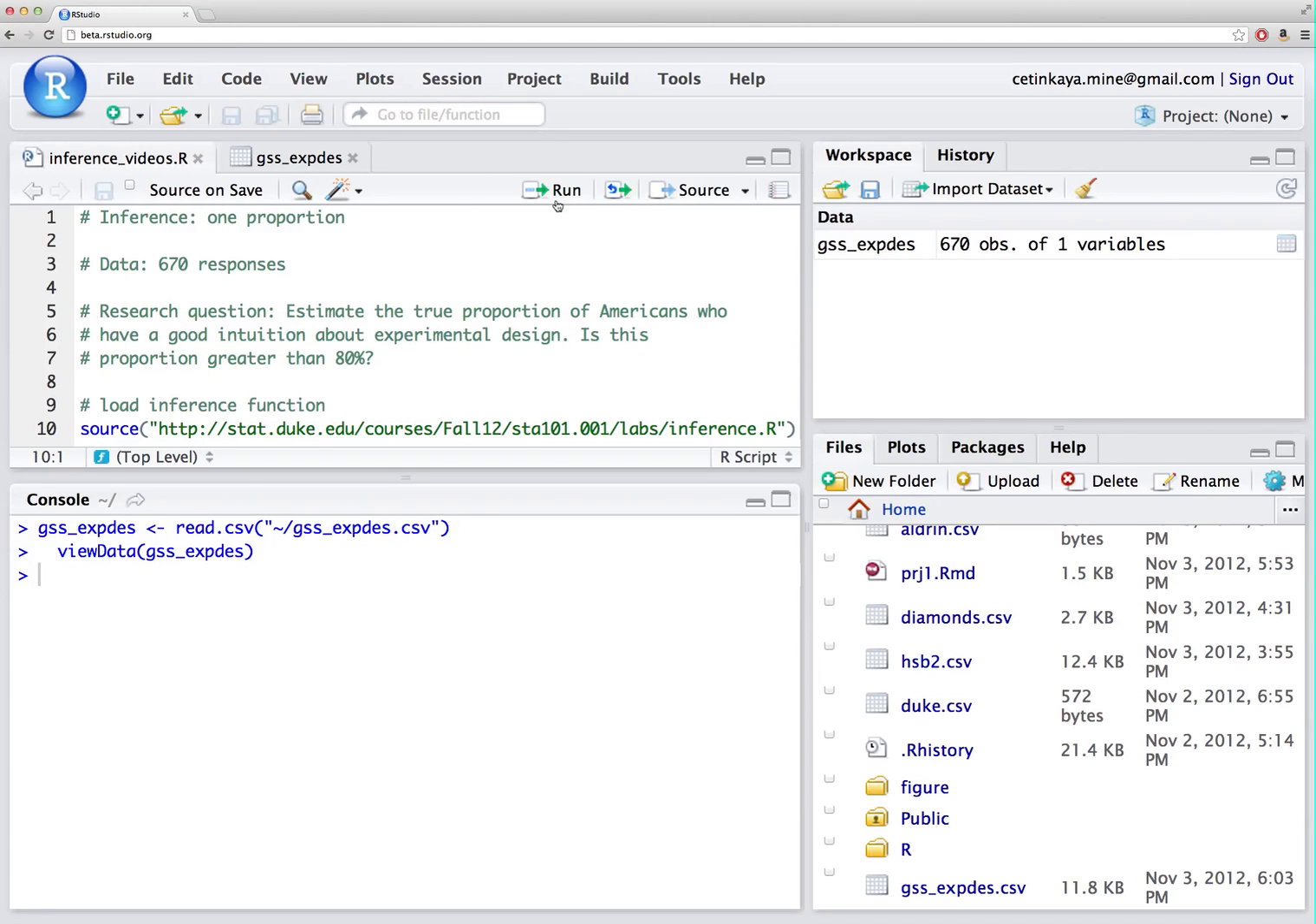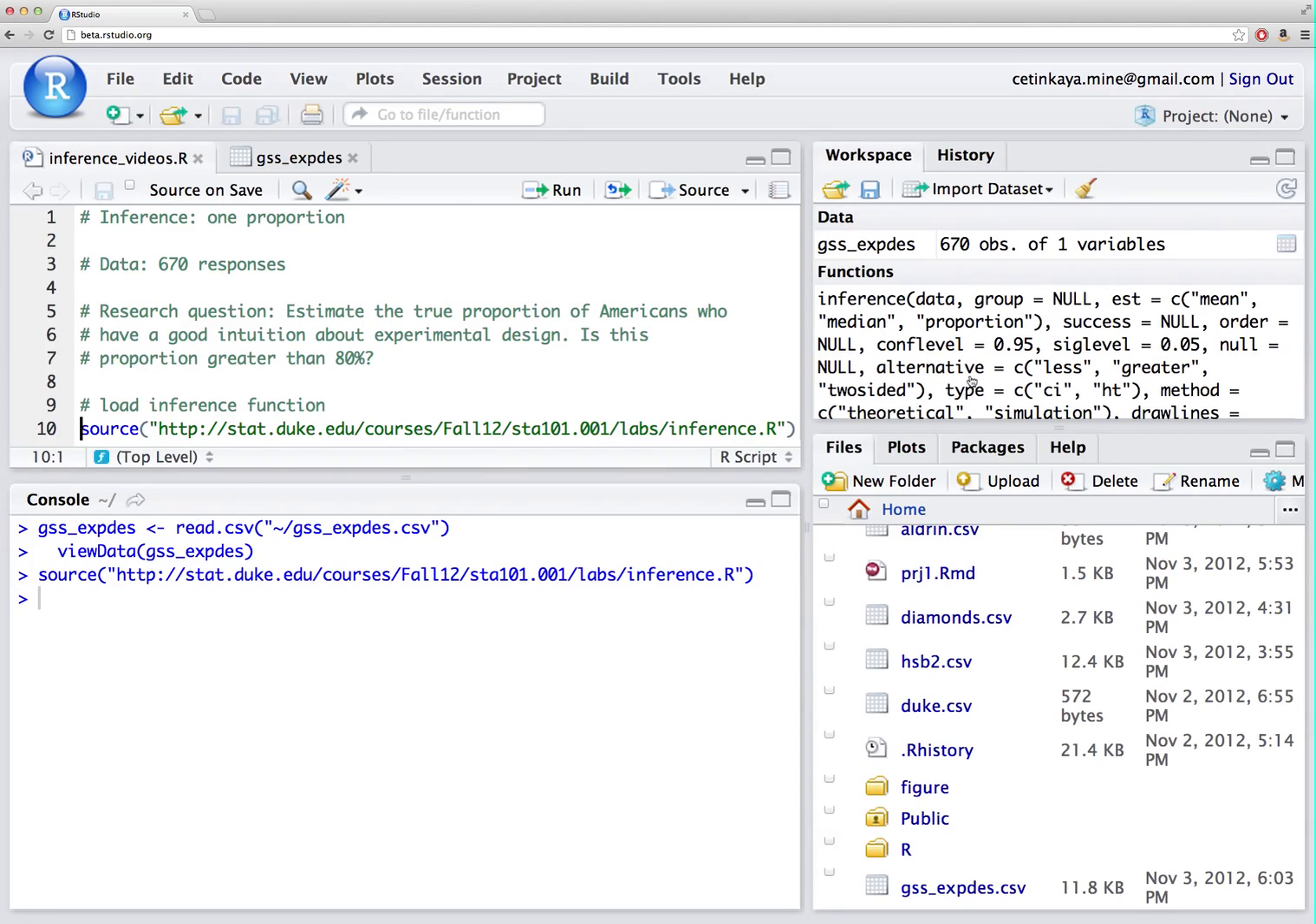Well, we're going to use our inference function, so let's make sure that that's loaded in our workspace and it appears over here. I type the name of my function, I give it my input. My data come from the file called GSS-EXPDES, that's GSS experimental design, you can call it whatever you like, and the name of the variable, separated by a $ sign, is response. I'm estimating a proportion, since this is a categorical variable. I want to do a confidence interval first of all. We'll get to the hypothesis test next.